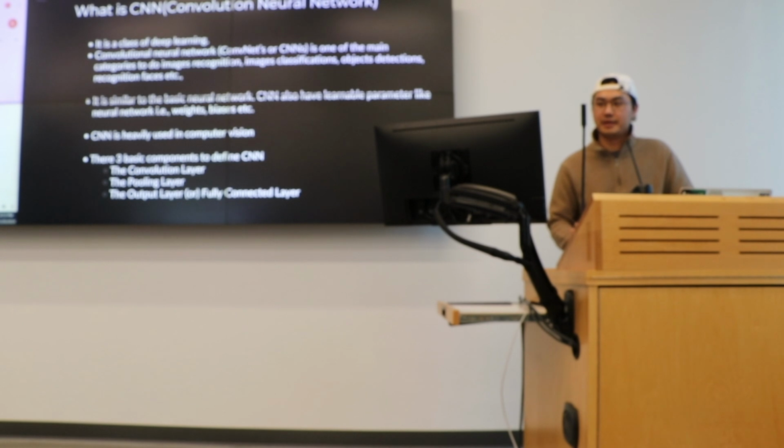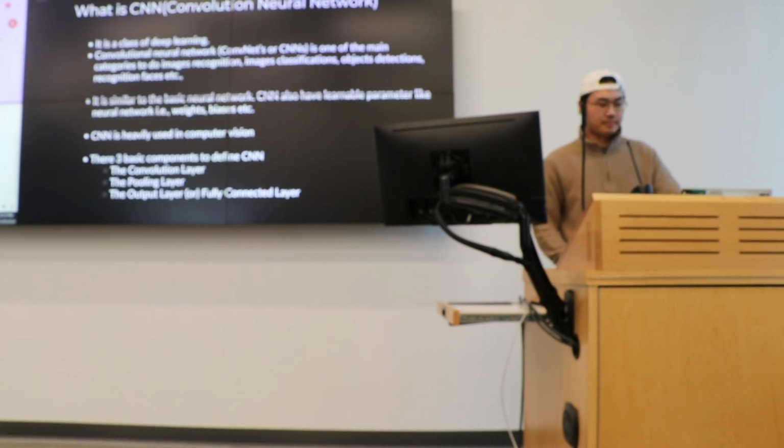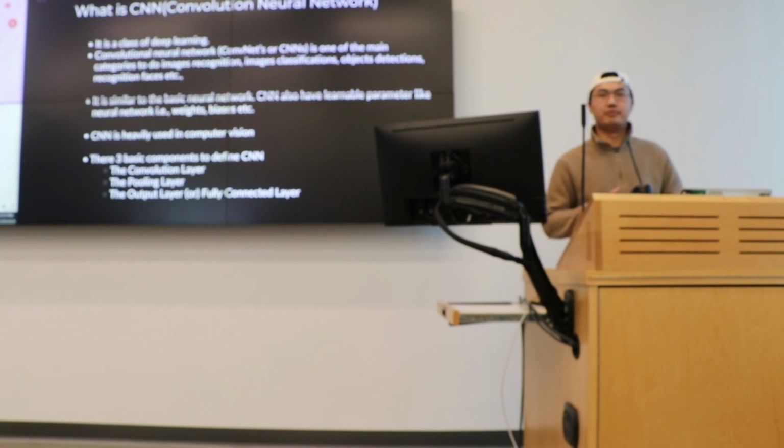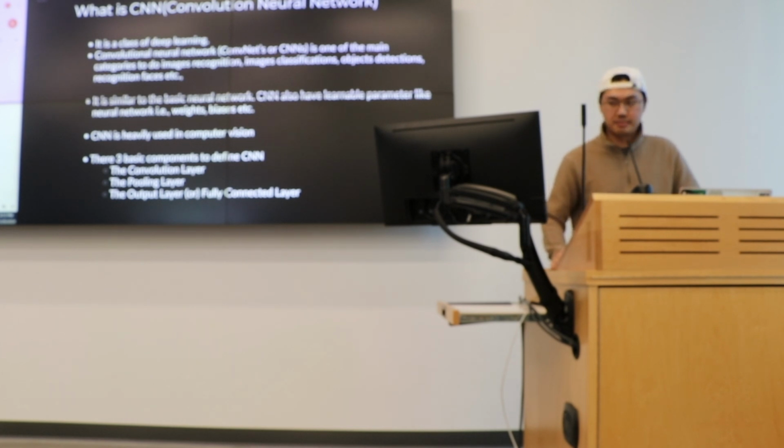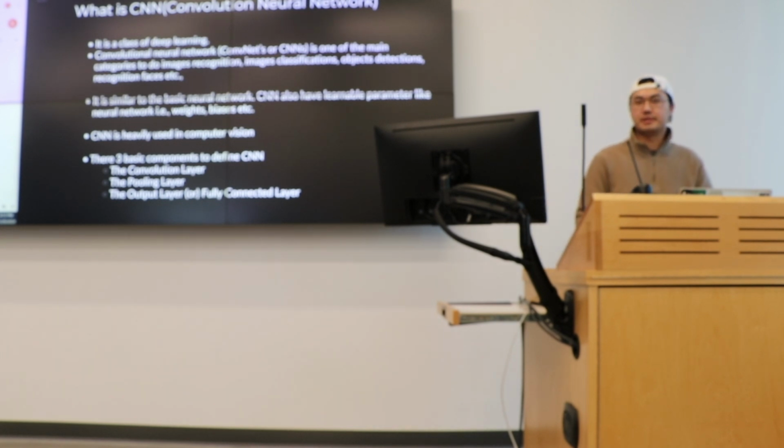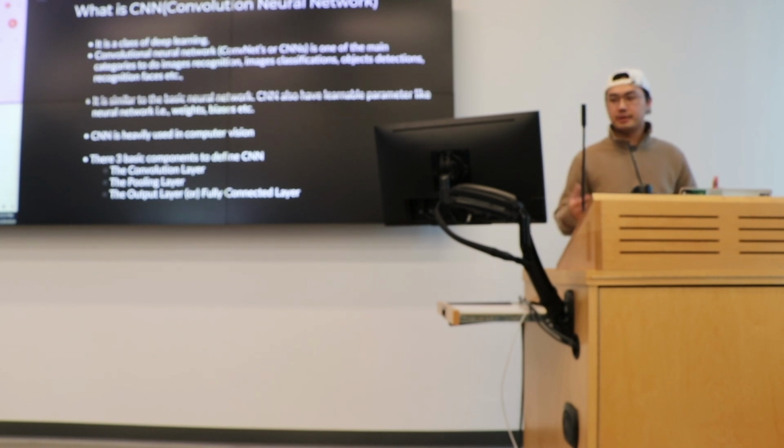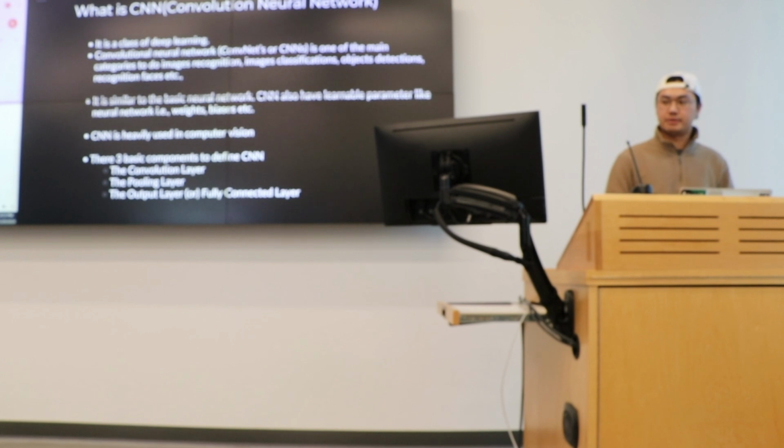So what is a CNN? First off, it's not the news network, Cable News Network, but instead it's called a convolutional neural network. An example of what a CNN could be used for is number recognition. Another example is speech recognition. Essentially, it's a subset of deep learning, and it's one of the main categories used for image recognition, image classification, object detection, and recognition tasks.